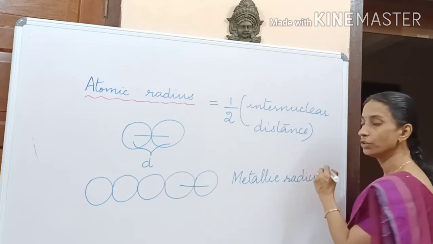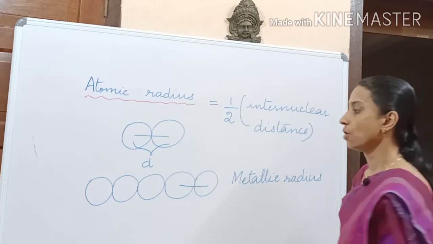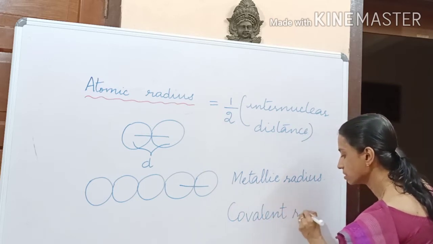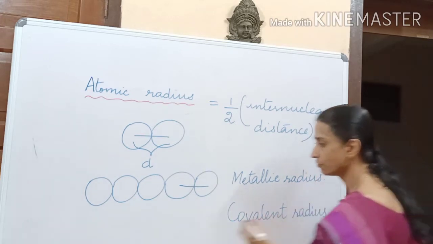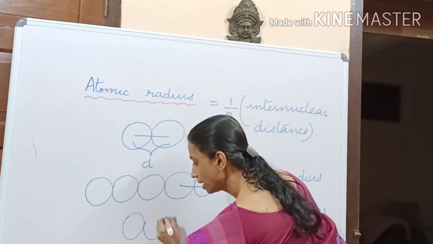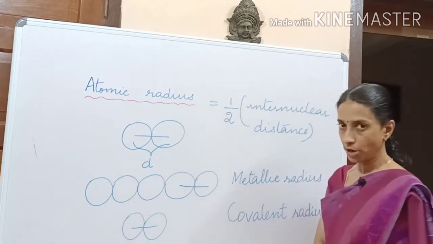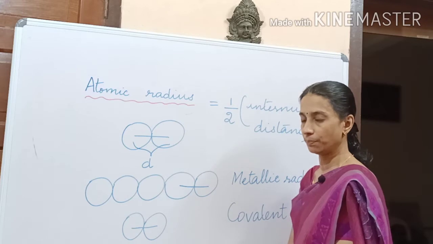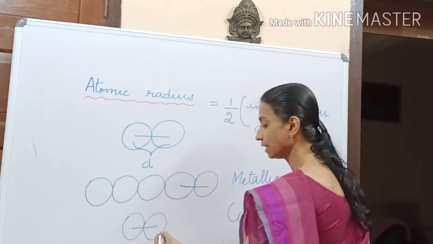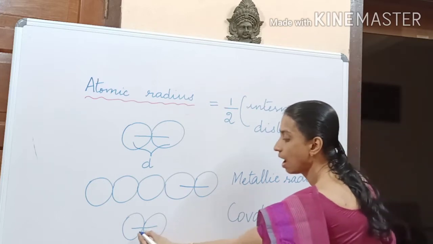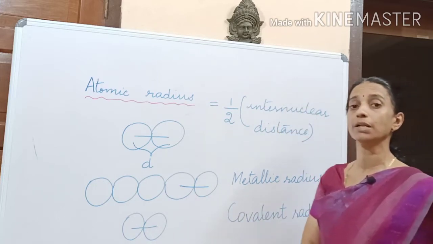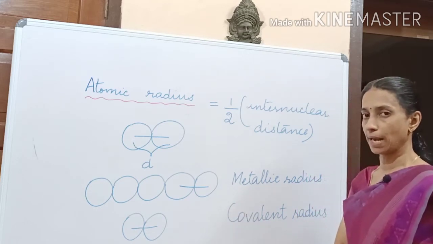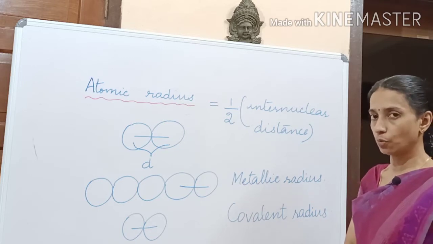The same thing, if found in non-metals, we refer to as covalent radius. In the case of non-metals, they are bound together by covalent bonds. The bond length is the distance between the neighboring atoms, and so the covalent radius is half the internuclear distance between the bonded atoms in the molecule. So that is what is called the covalent radius. Hope you have understood what it is.